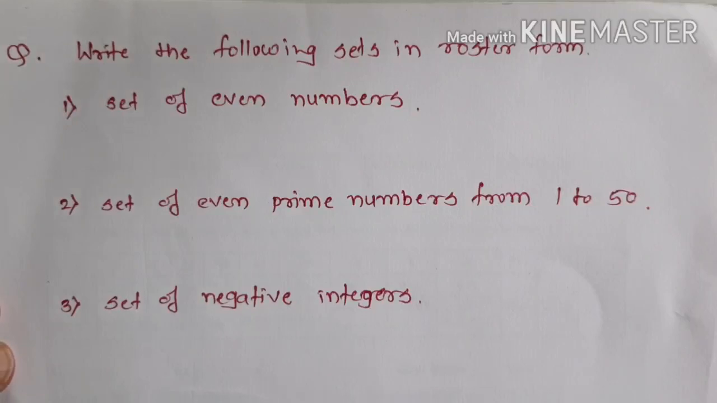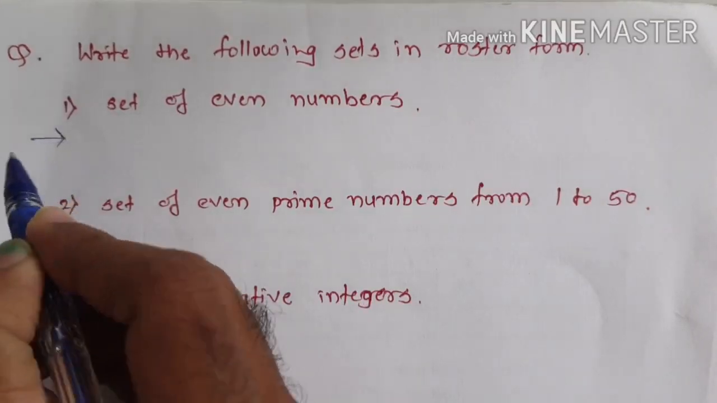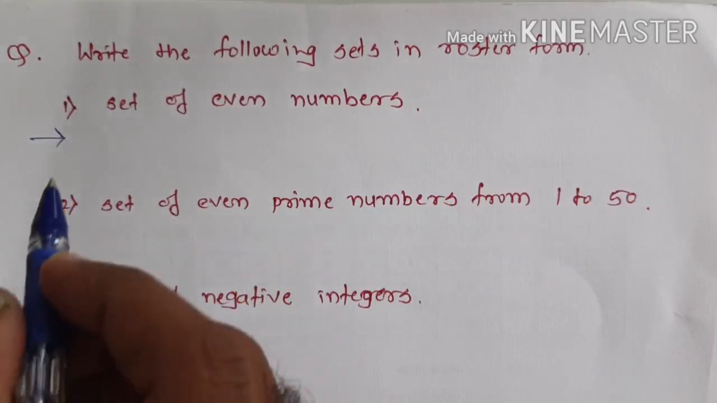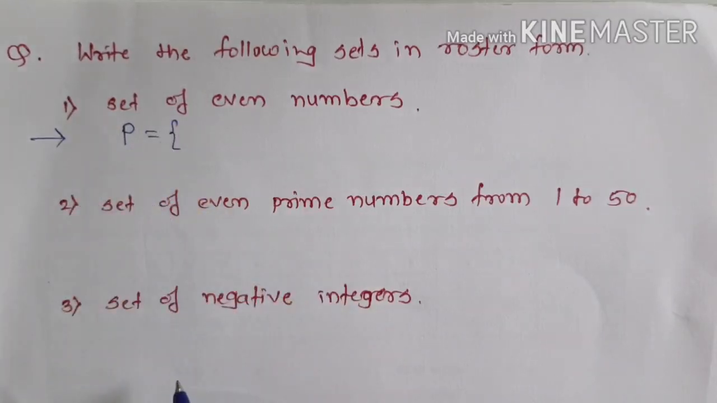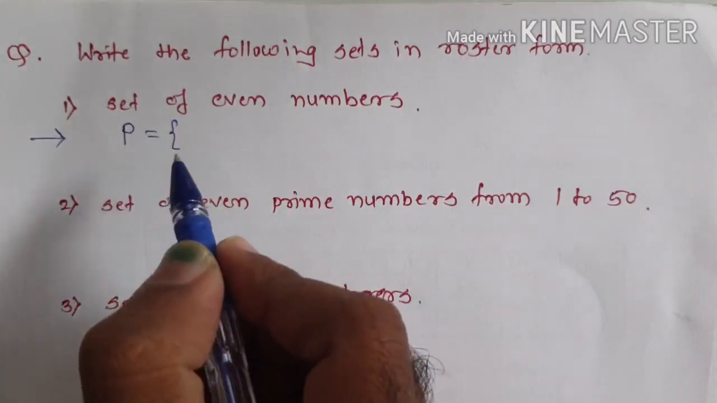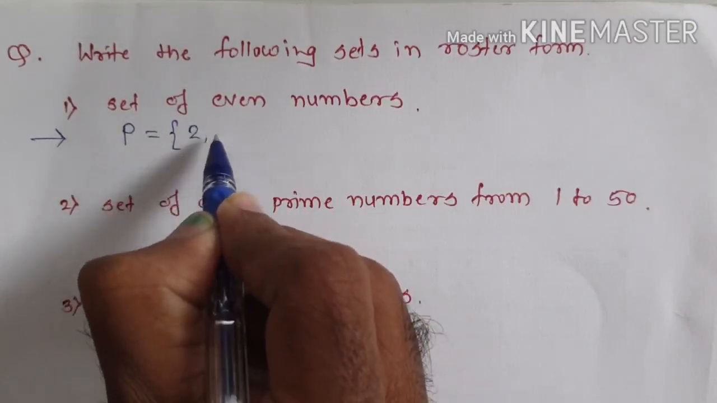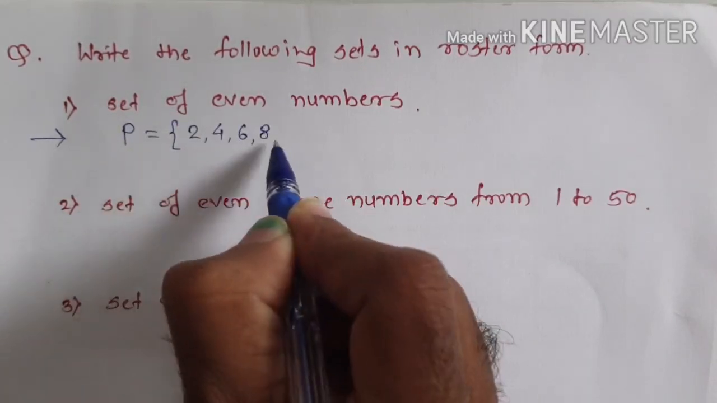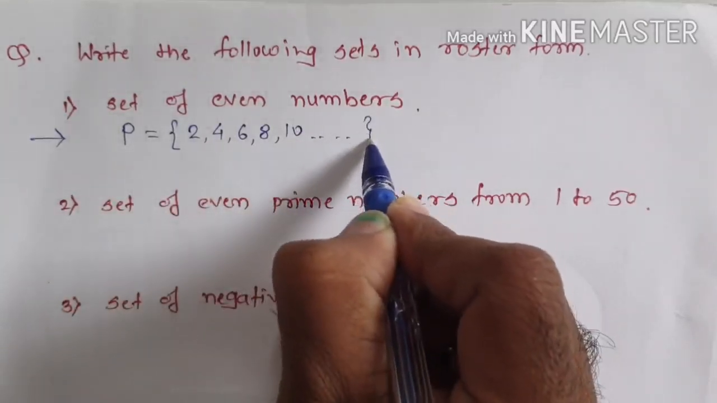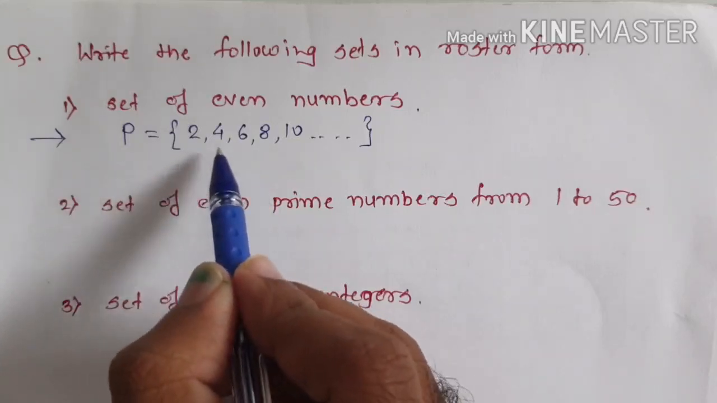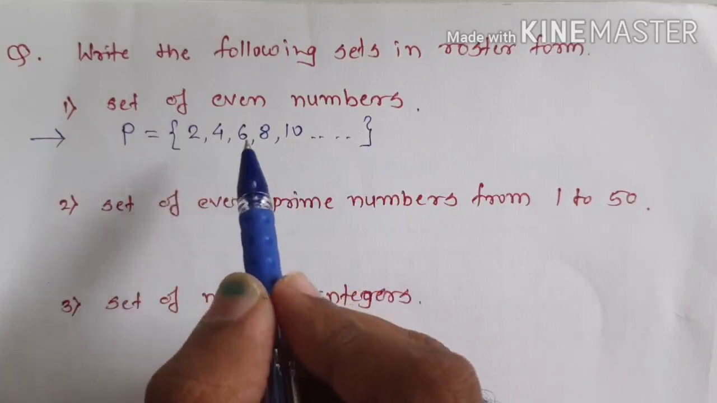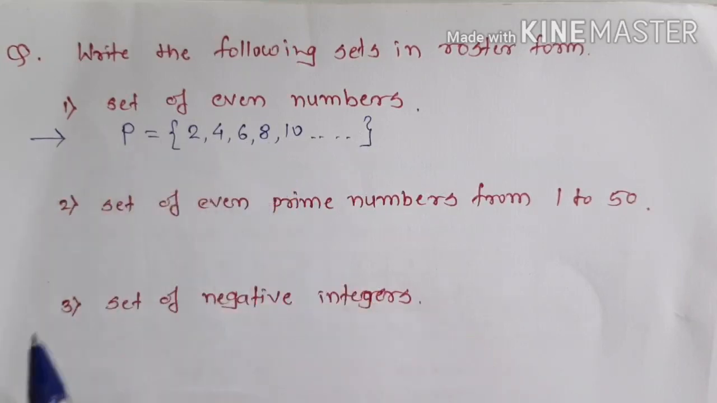Next question is, write the following sets in roster form, that is the listing method. The first question is the set of even numbers. So we have to write the set of all even numbers. First of all we have to name the set. Let the name be P. So this is set P, and in this set we have to collect all the even numbers. Even numbers start with 2, 4, 6, 8, 10 up to infinity. This process does not end here. So these are the elements 2, 4, 6, 8 and so on. These are all the even numbers. So the set P contains those elements.